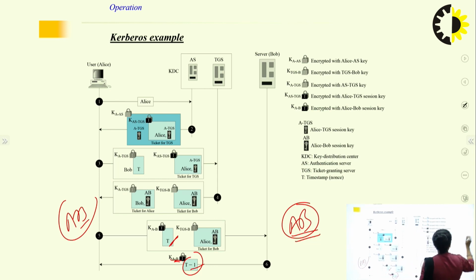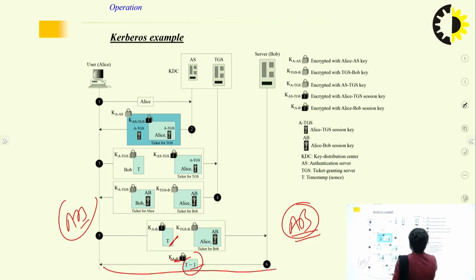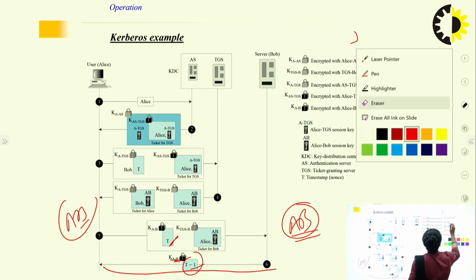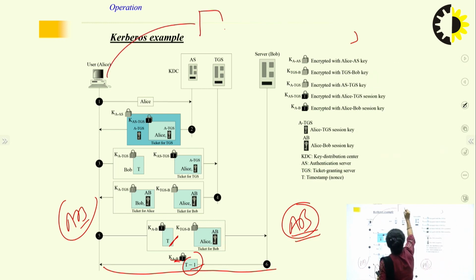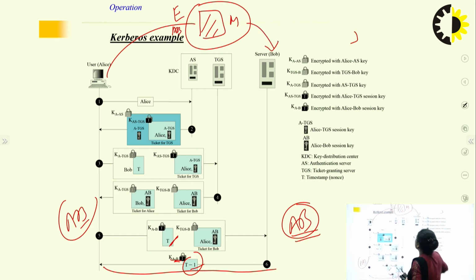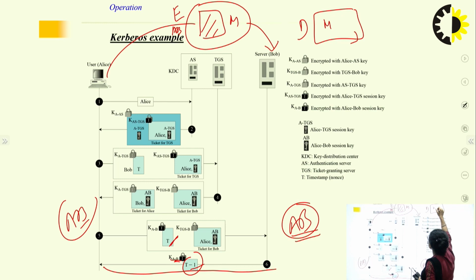For example, after this step, if Alice wants to communicate with Bob, let us say Alice wants to send a message M to Bob. So what will Alice do? Alice will encrypt this message using the key AB, and then send it to Bob. What will Bob do once this message is received? Bob will decrypt the whole encrypted message using the key AB. This is the subsequent step of communication.